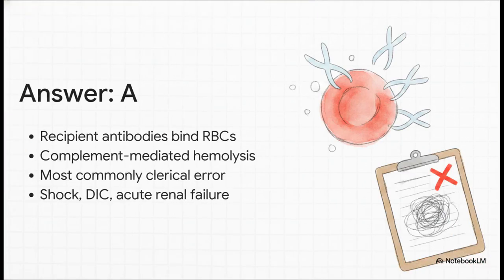The correct description is A. Recipient serum reacts with donor cells. In ABO incompatibility, the recipient's pre-existing antibodies in their serum bind to the incoming donor red blood cell antigens. This activates complement and causes intravascular hemolysis. Exam pearls for this. It is most commonly due to a simple clerical error. This complement-mediated hemolysis can rapidly lead to shock, DIC, and acute renal failure.